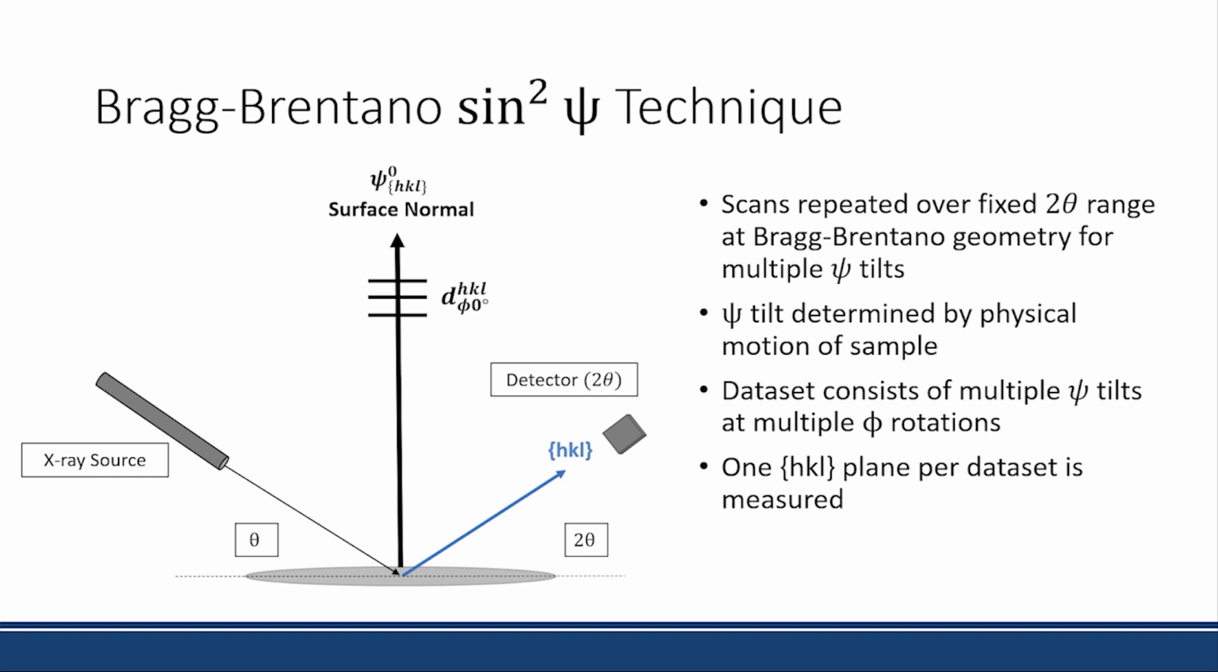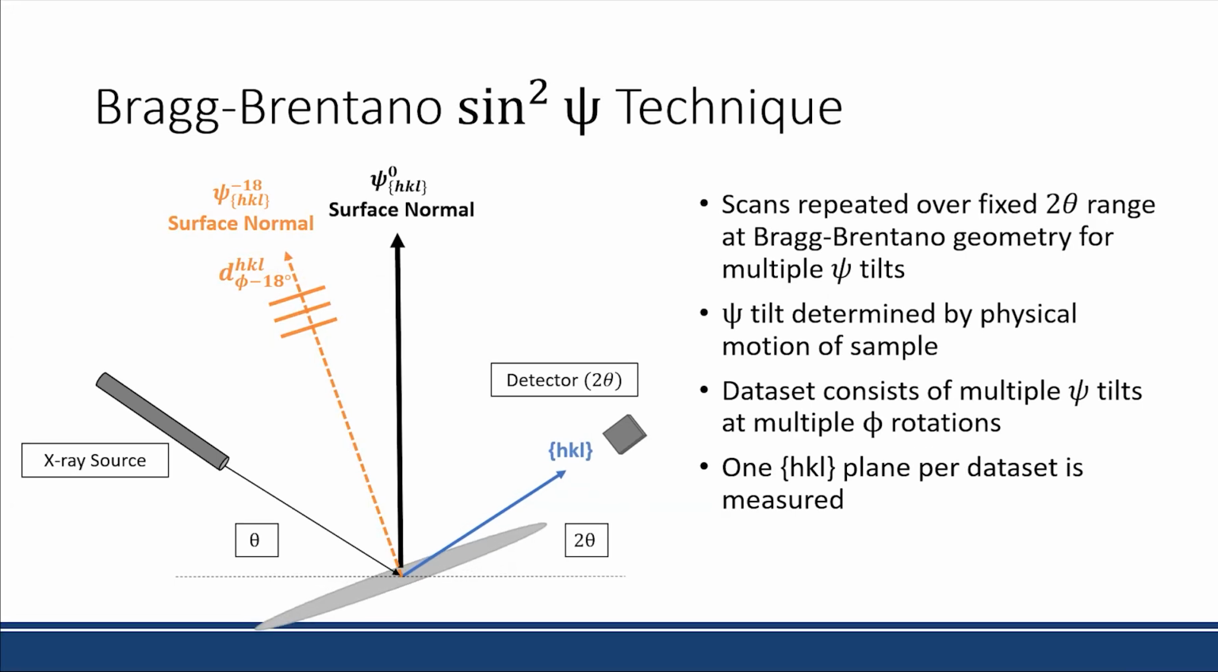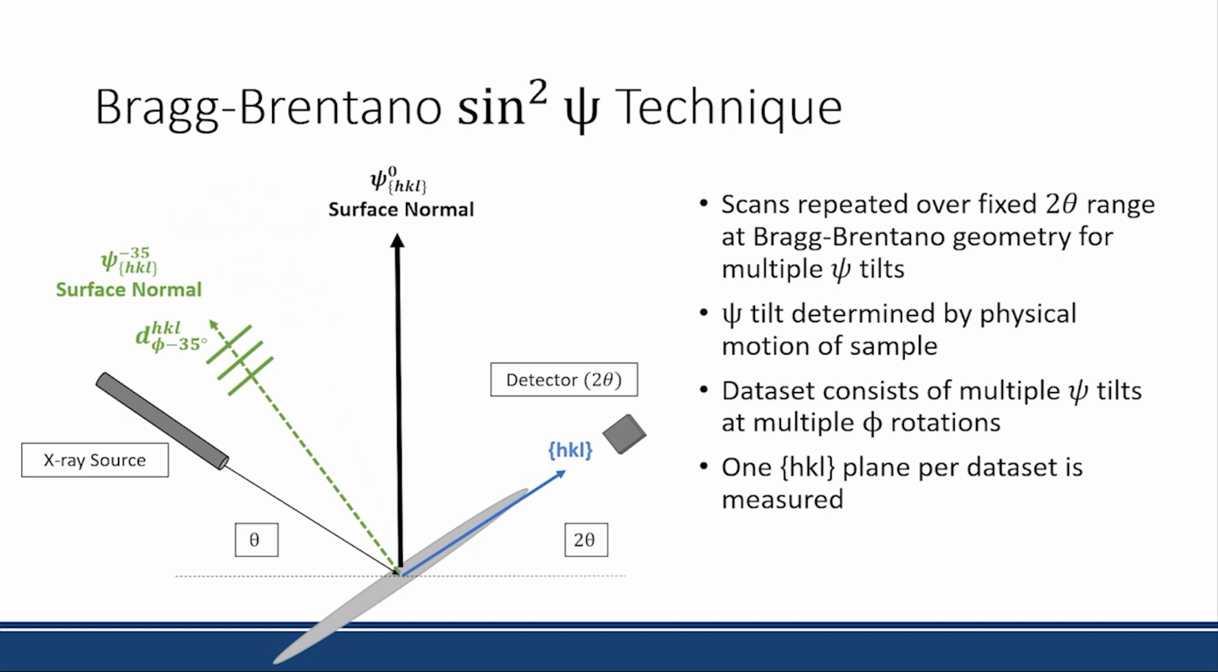First, we would take measurements at the surface normal direction at 0-degree tilt. Then we would tilt the sample and repeat that same measurement at a different tilt, in this case, -18 degrees. And then we would repeat that and take the measurements again of D spacings at -35 degrees.